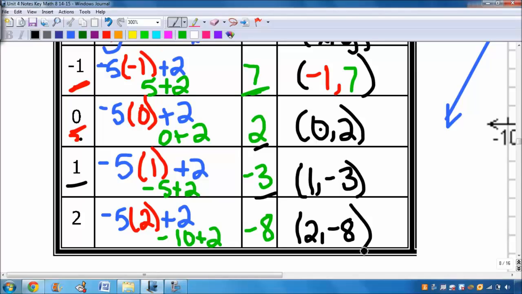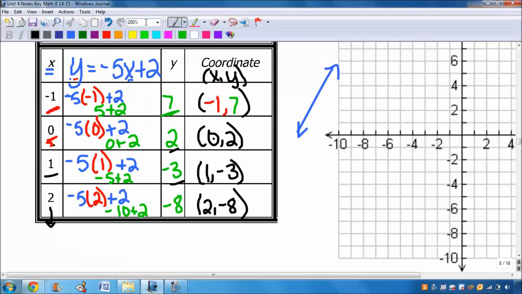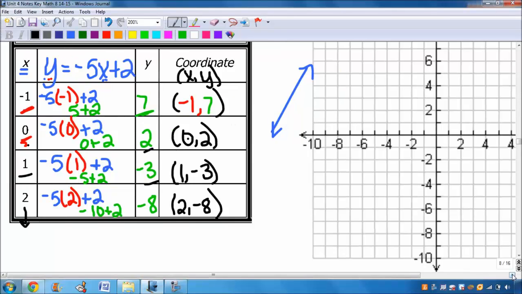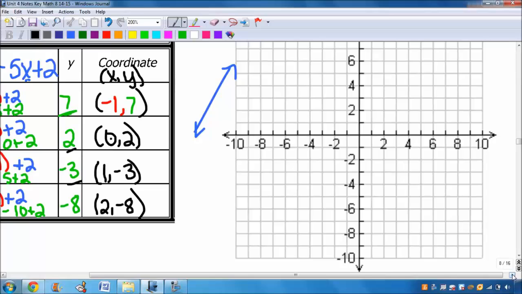Now we could keep doing this forever because a line has infinite points. So I could go all the way up to positive infinity and I could go all the way down to negative infinity, but I'm not going to bother doing that because I have enough points in order to be able to do this. So next thing I need to do is graph out my coordinates. So my coordinates are all listed out right here. So all I have to do is graph out what the points are.